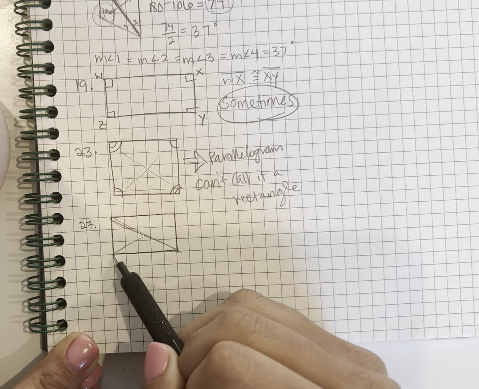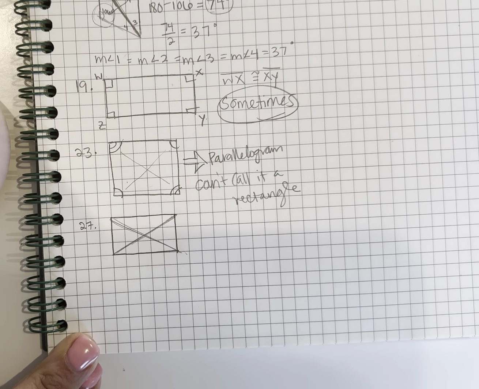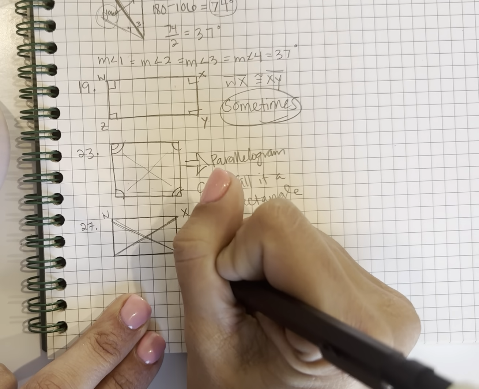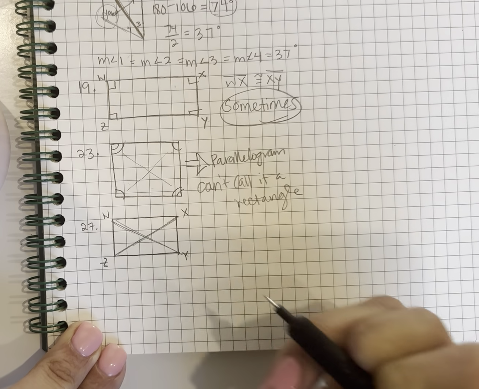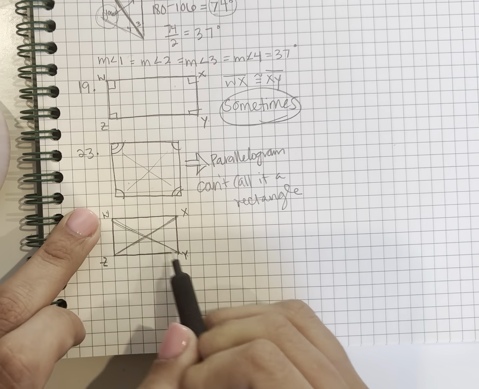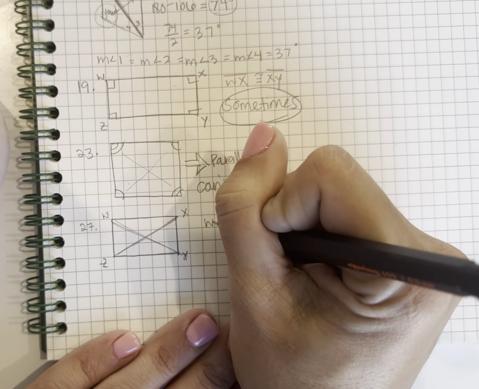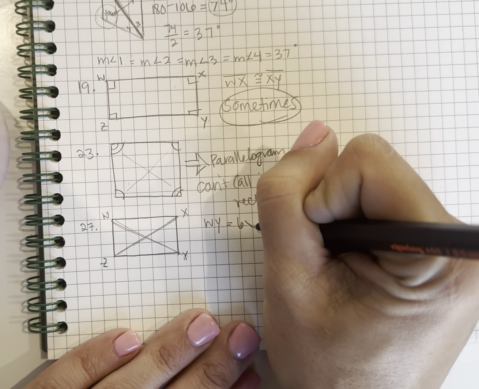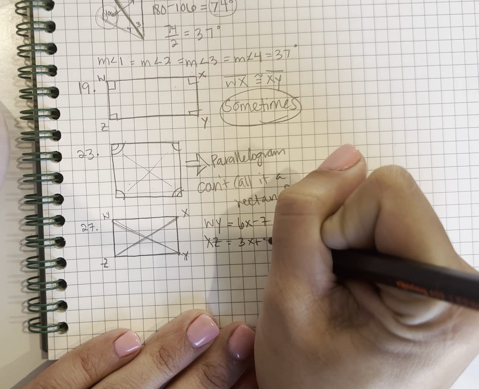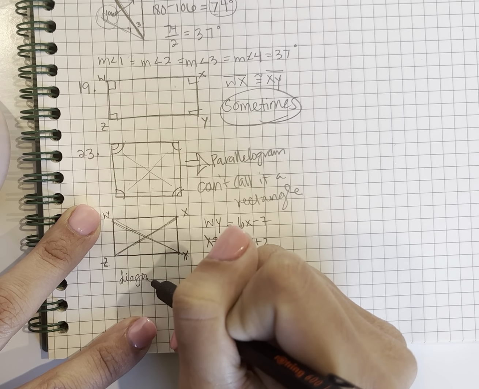The 90-degree angles of a rectangle make it so that the diagonals are congruent to each other. WXYZ. So here's a rectangle. WY is a diagonal. XZ is a diagonal. WY equals 6x minus 7. XZ equals 3x plus 2. This is a rectangle, meaning diagonals are congruent to each other.